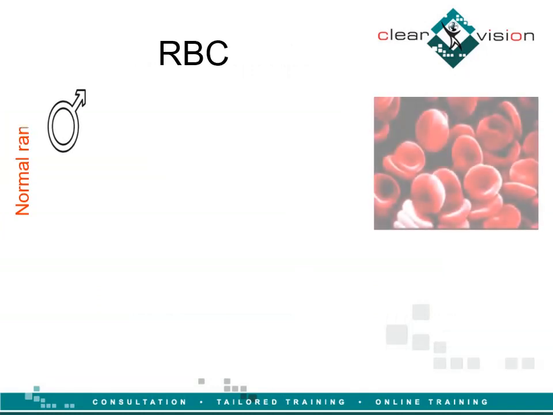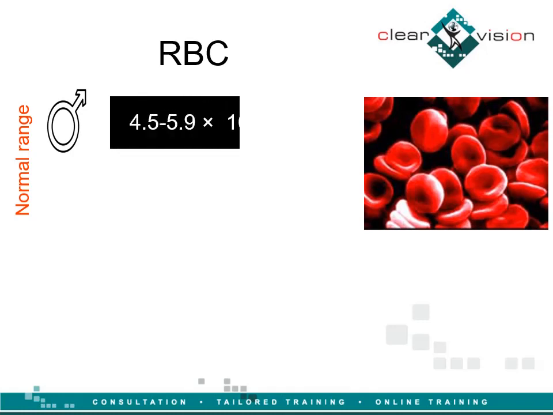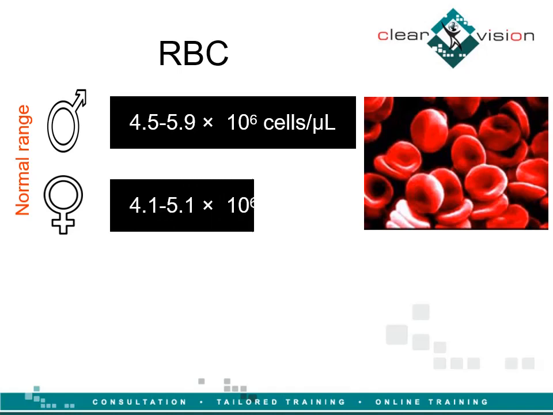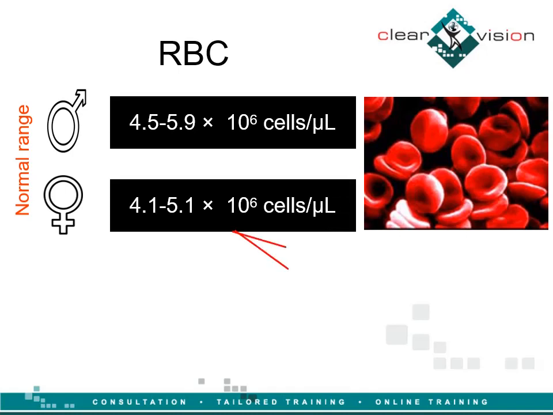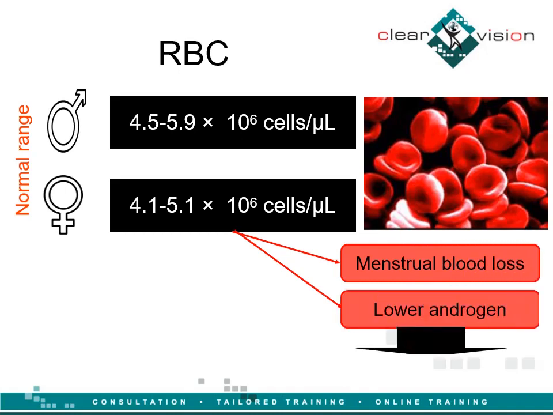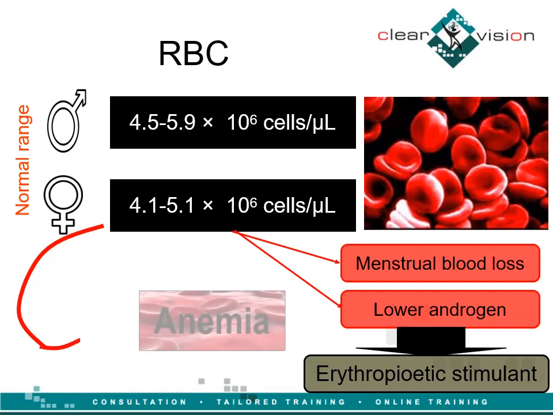The normal range for adult male RBC count is between 4.5 to 5.9 multiplied by 10 to the power of 6 cells per microliter. Females have a relatively lower normal range, between 4.1 to 5.1 multiplied by 10 to the power of 6 cells per microliter, due to menstrual blood loss and lower concentration of androgen, which is an erythropoietic stimulant. If the patient has a lower RBC count than normal, then the patient is anemic.